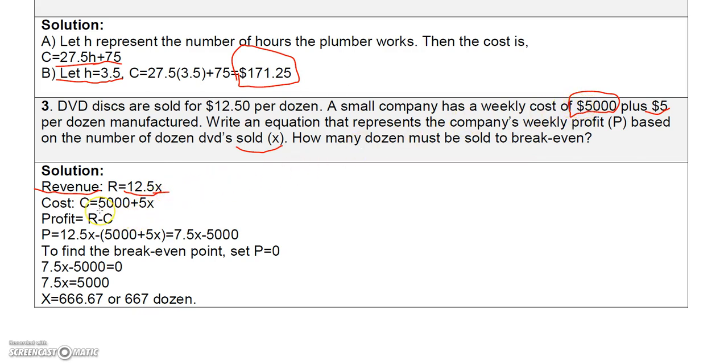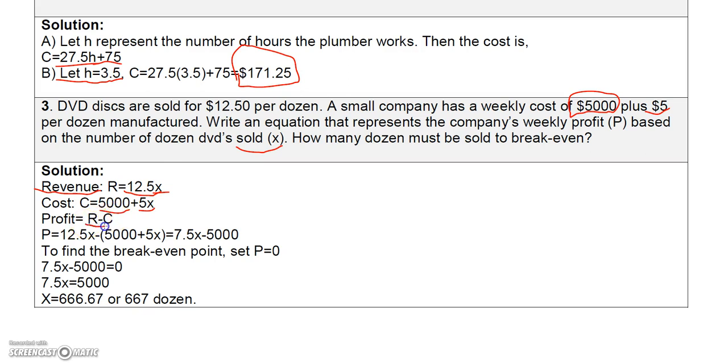Now to get cost, remember here I have a flat cost of $5,000. That's called a fixed cost. And then I have a variable cost of $5 per dozen. So the cost would be $5 per dozen, so that would be 5X. So the total cost would be the $5,000 plus $5 per dozen, or 5,000 plus 5X.